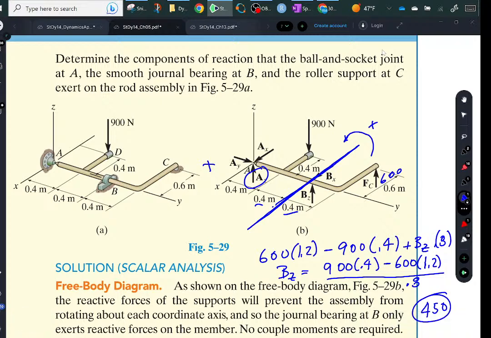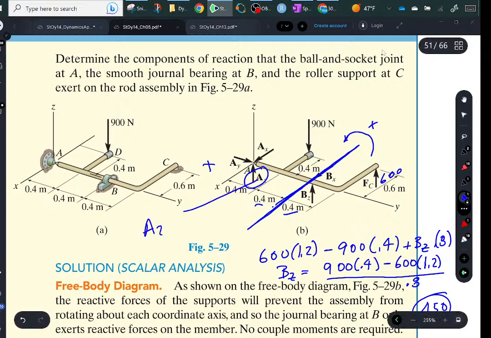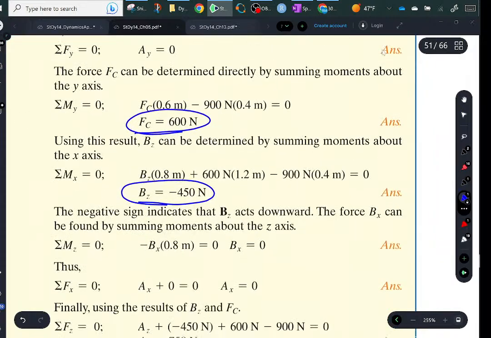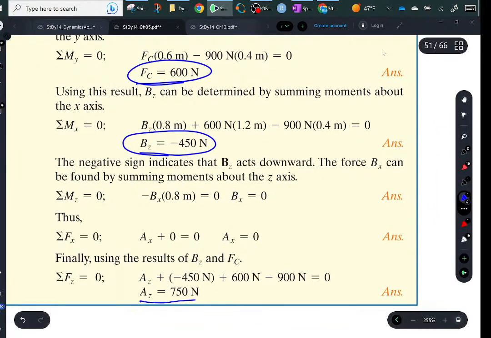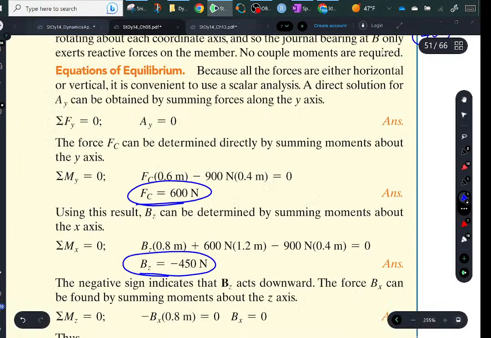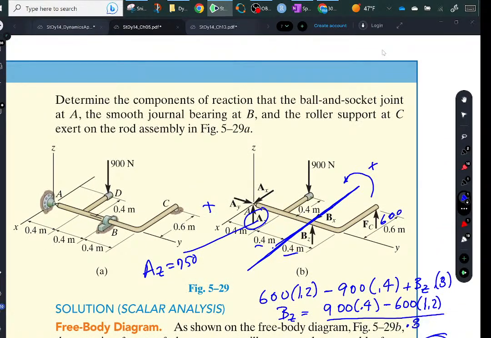0.8. Okay, wait a minute. 900, okay, 900, did I do that right? Plus 600 times 0.4 divided by 0.8, 750. So I get AZ equaling 750. Is that what he's got right here? AZ is 750. So you can see I can go through this without ever summing a force. I can take a line and just go through.